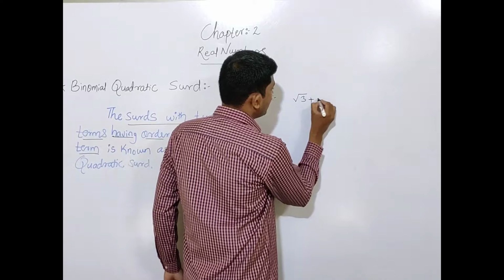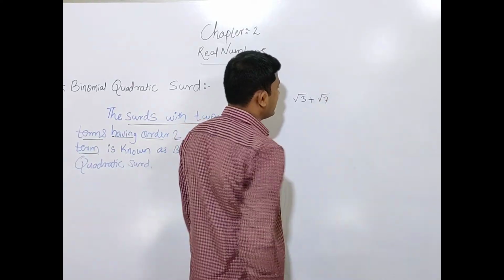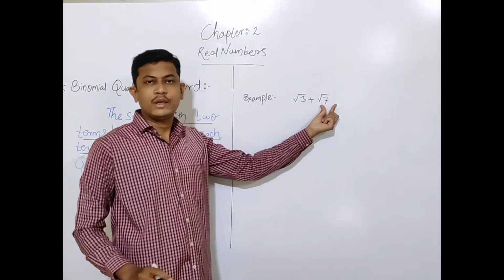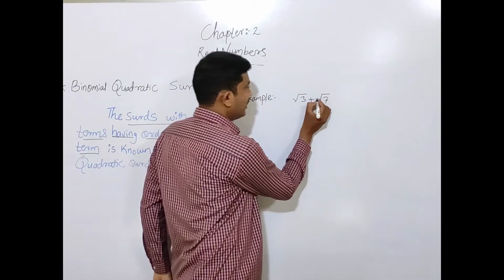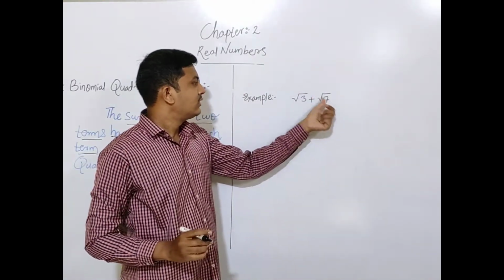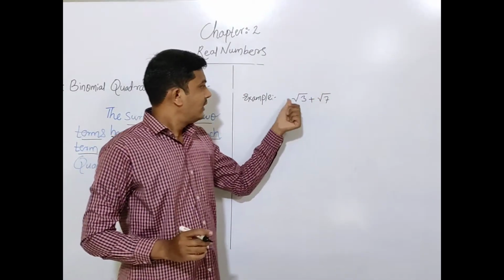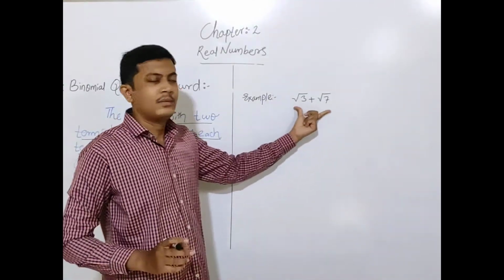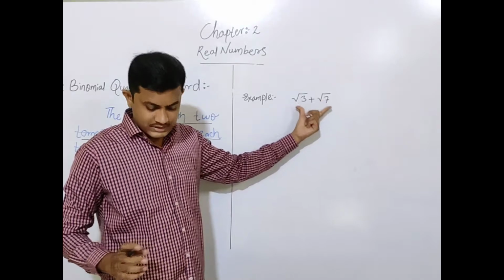Root of 3 plus root of 7. Here, two terms are there: root of 3 is the first term, root of 7 the second term. Then next, the order is 2. Here also the order is 2. So root of 3 and root of 7 are surds. So this is an example of a binomial quadratic surd.